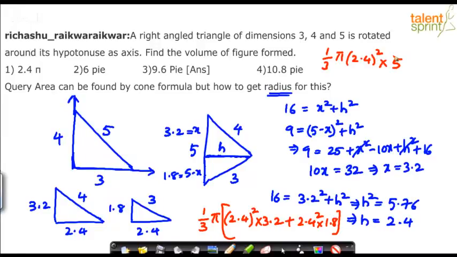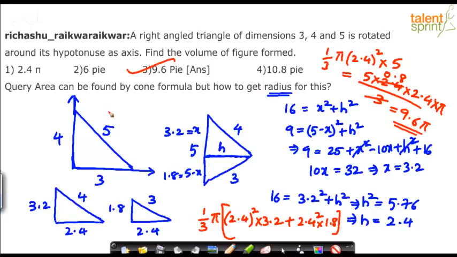Simplify this. 2.4 square is 5.76, so this is 5 into 2.4 into 2.4 divided by 3. So 3 goes into 2.4 0.8 times. 5 into 0.8 is 4. 4 into 2.4 is 9.6. So we'll get 9.6 pi. That's your answer, 9.6 pi, option 3. Richa, have you followed? Okay, it took a little time, but we have finally solved it. Just tell me if you guys have followed the solution or not.